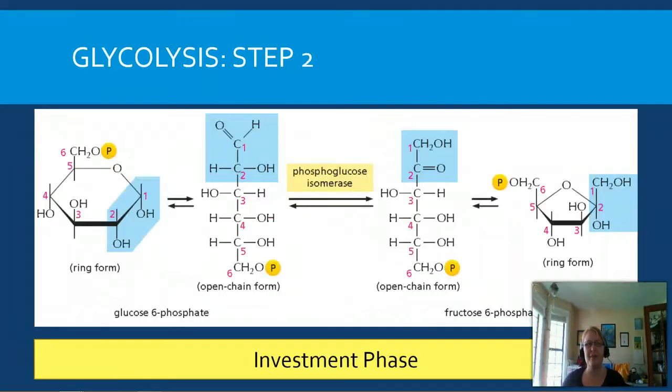The next step of our investment phase is when we're going to rearrange the molecule a little bit. We're going to go from a 6-carbon sugar in this ring form that you see here to it's still going to have 6 carbons, but it's going to be in a 5 carbon ring form, and you can see how this is being reshaped a little bit. The purpose of this is that it gives us a sort of mirror image of the ring on either side, and that's going to make it easier to split later down the road. So it's just kind of a rearrangement step at this point in the investment phase.